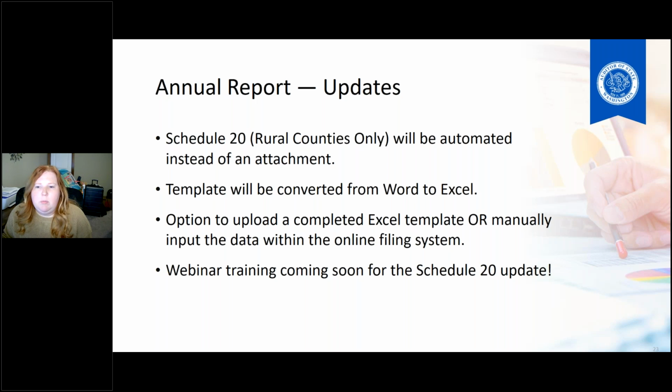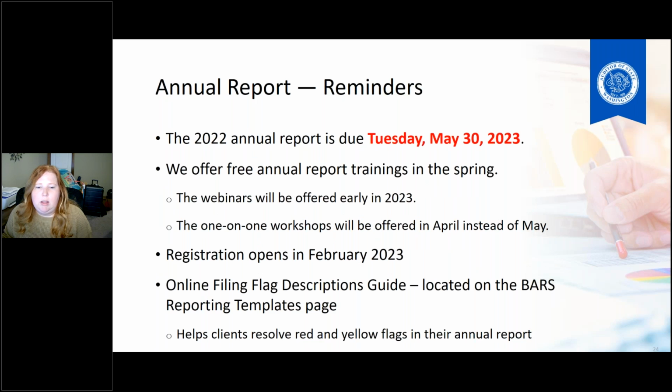And then these are just some reminders about some resources and training that are available to you. So the live annual report training webinars are going to be offered in March and April. We do still offer the one-on-one appointment workshops, and those will be the last 2 weeks of April. So those are some training opportunities if you'd like more assistance with the annual report. Registration will open for those in February, so keep an eye out for that.